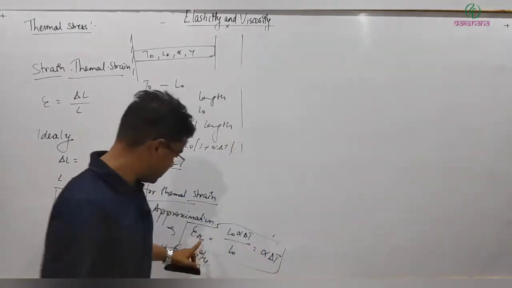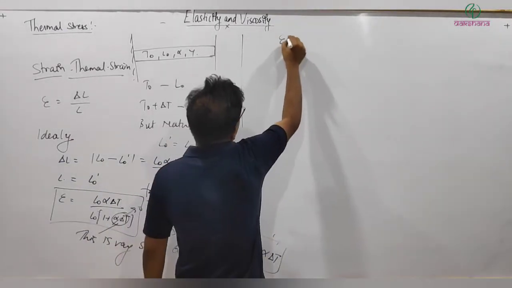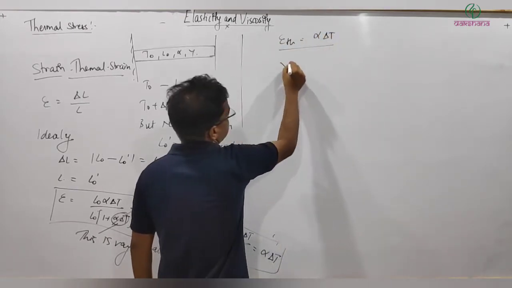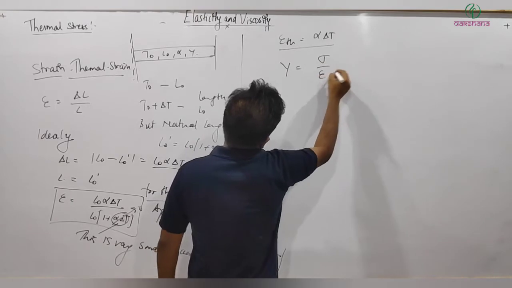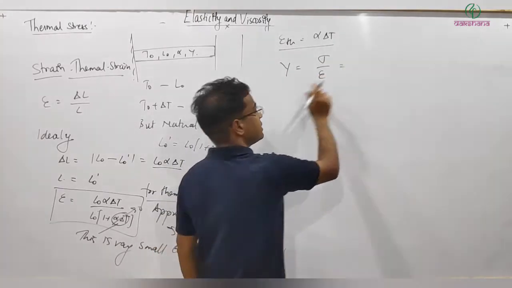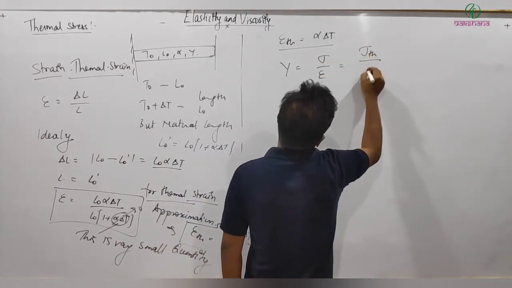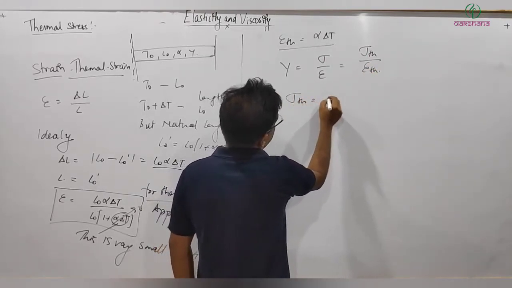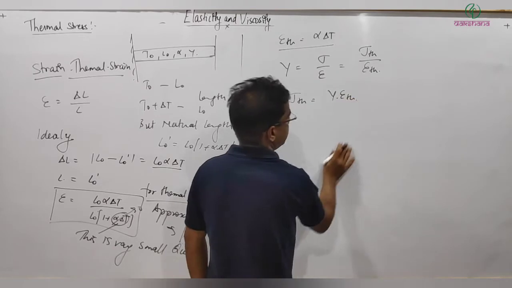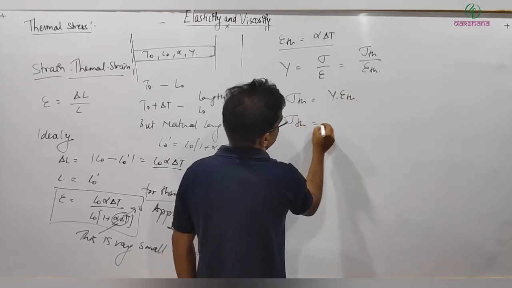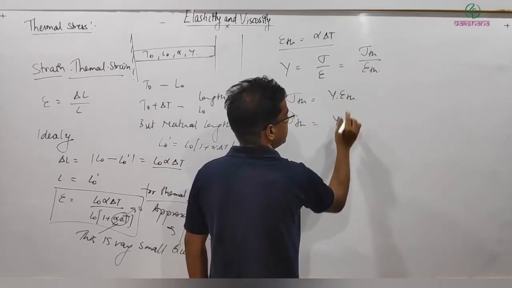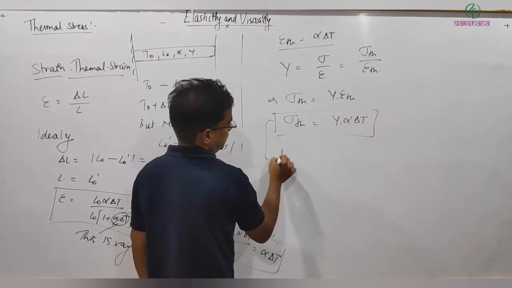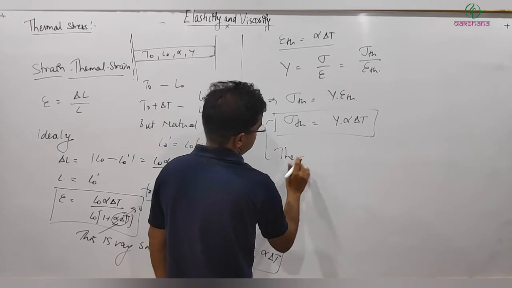So epsilon thermal, the thermal strain, is equal to alpha delta T. Then Young's modulus is equal to stress divided by strain. Now when it is because of thermal effects, we write sigma thermal over epsilon thermal. So this implies sigma thermal is equal to Y times epsilon thermal. Sigma thermal is equal to Y alpha delta T. This is the thermal stress.